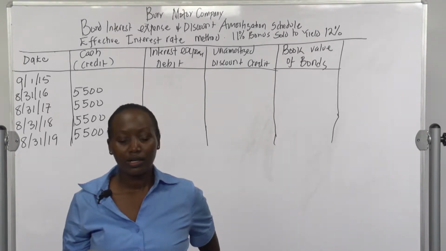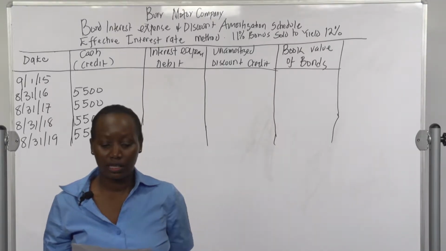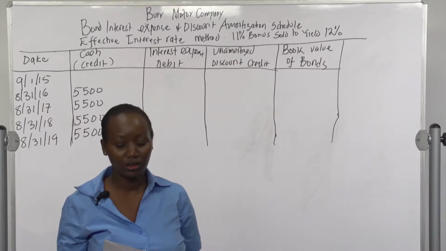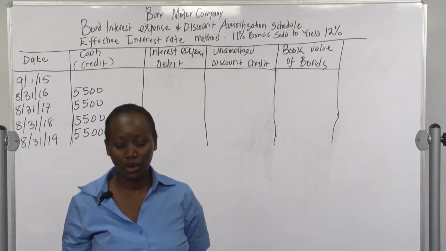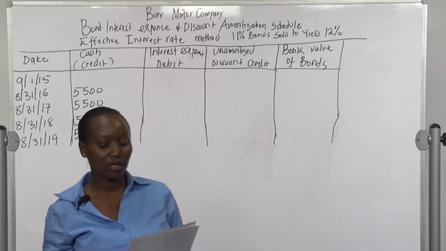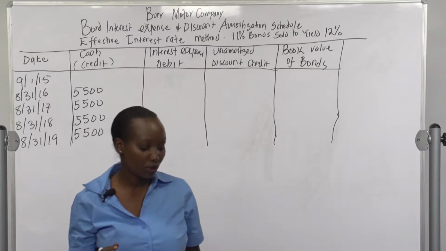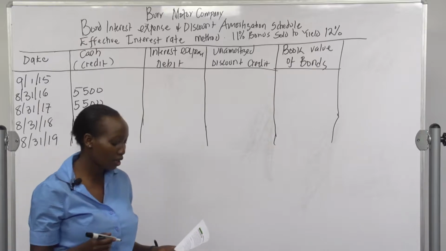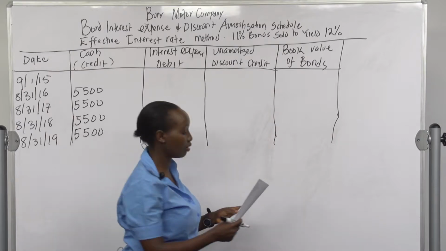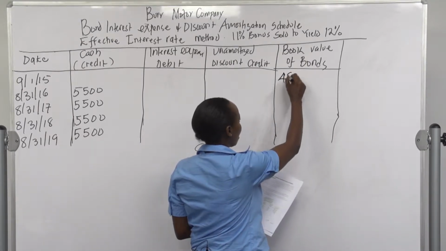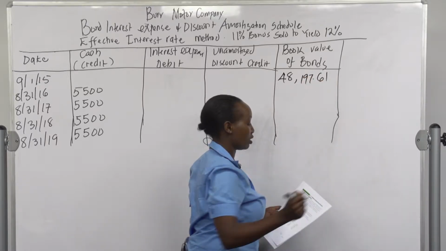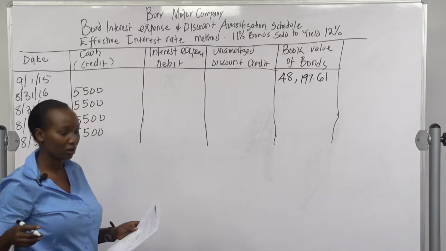Hi, we're working on the Burr Motor Company amortization question. We're required to do a bond interest expense and an amortization schedule given the facts presented. So this bond sold for $48,197. So for the book value, we're starting off with that, $48,197.61, which is what we're given on the question.